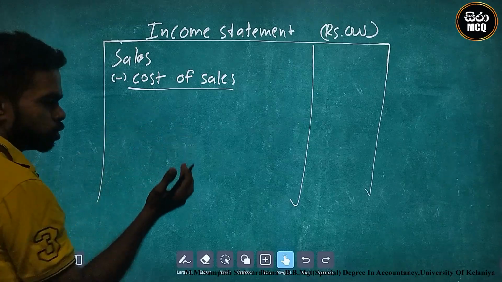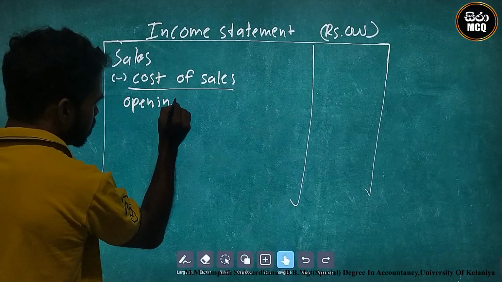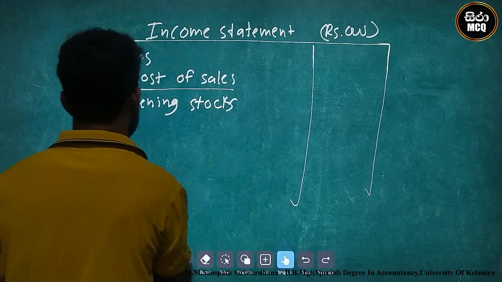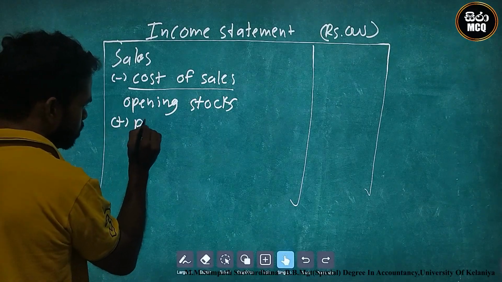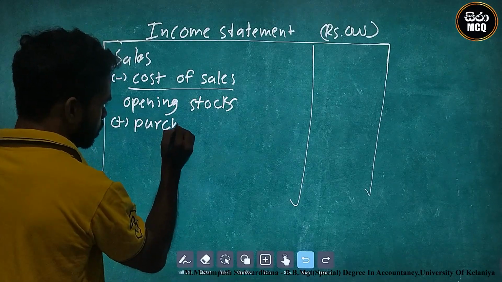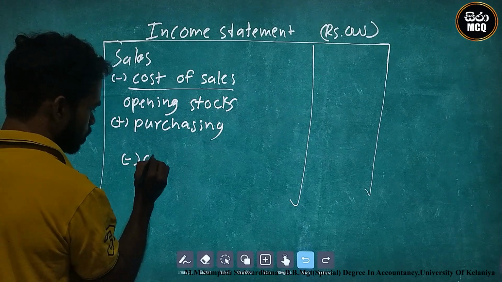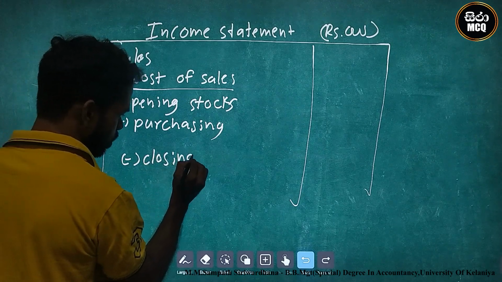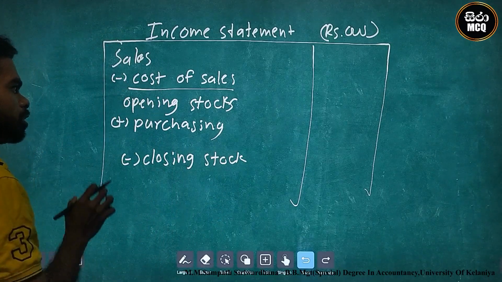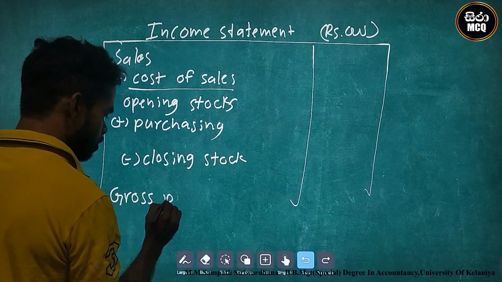What is the structure of the cost of sales calculation? Opening inventory, opening stocks, add purchasing, and minus closing stocks. In that case, we can calculate the cost of sales. After that, we can calculate gross profit.